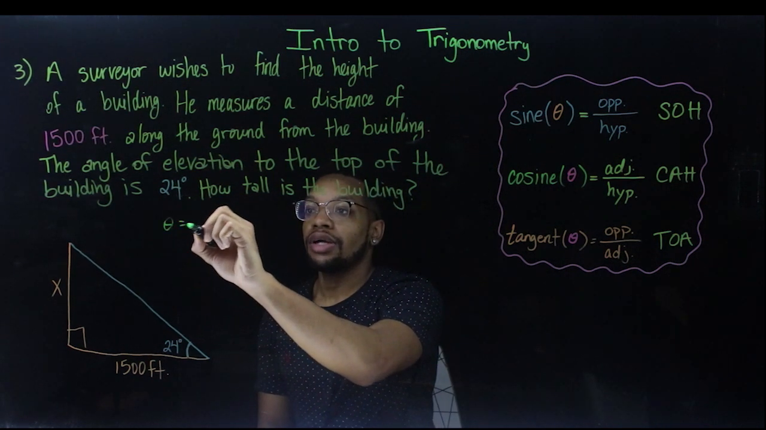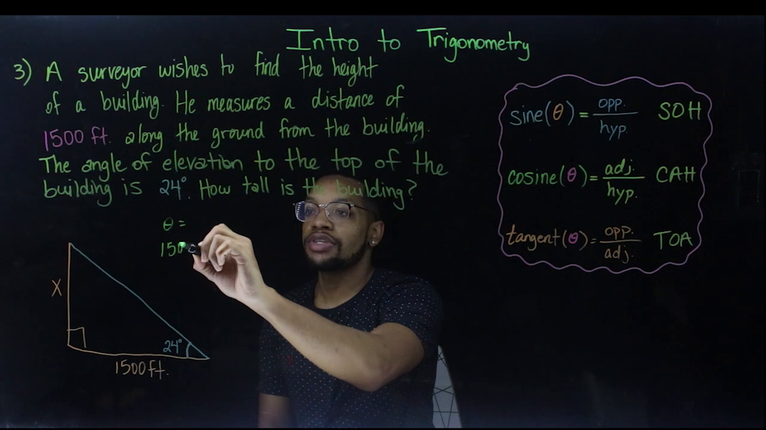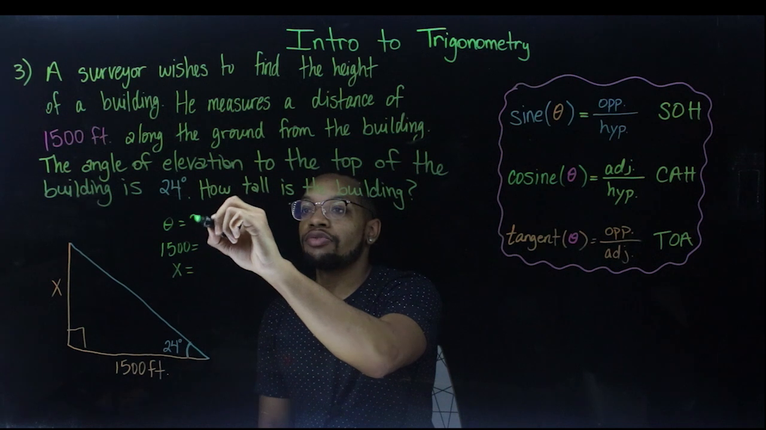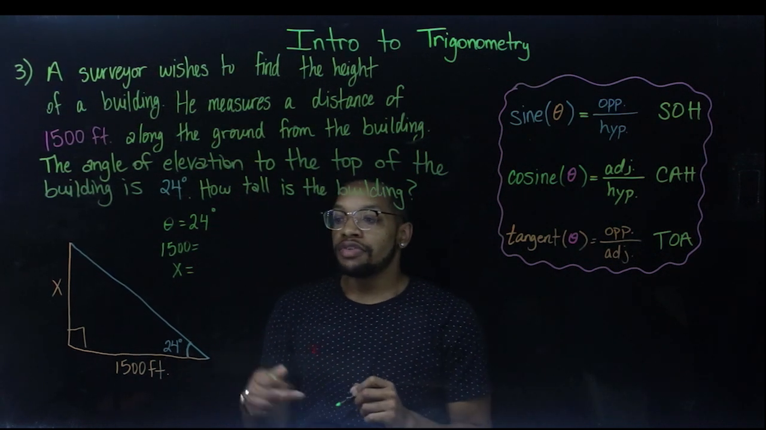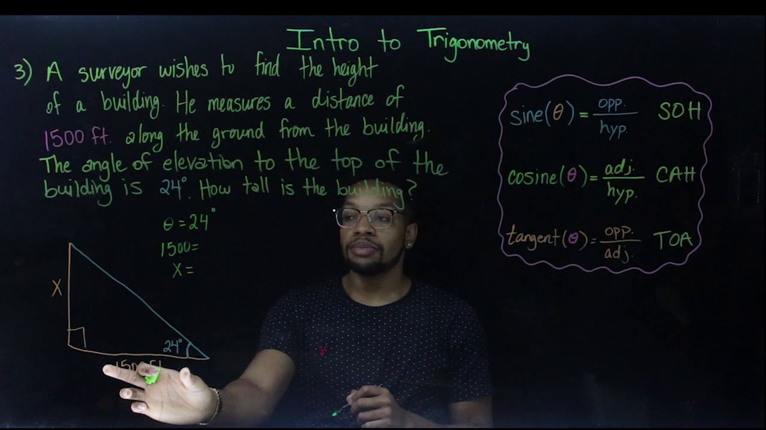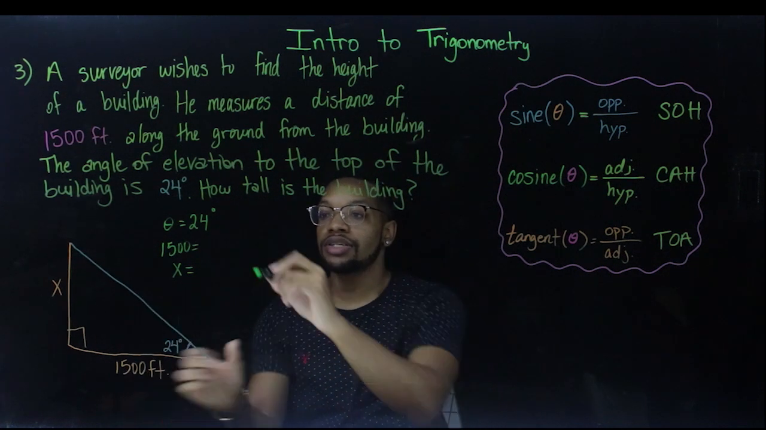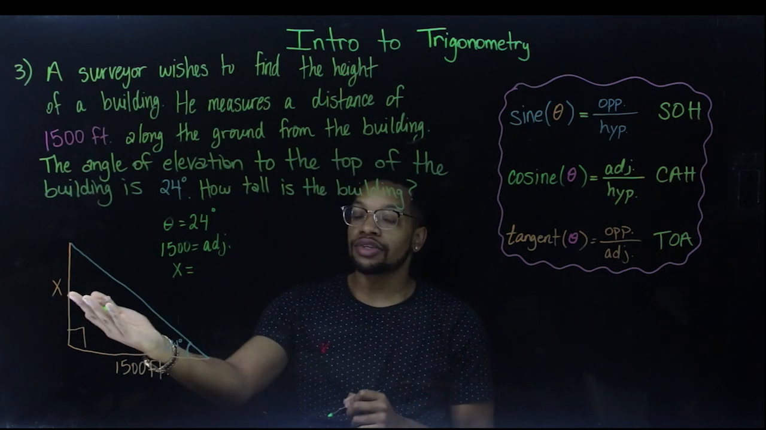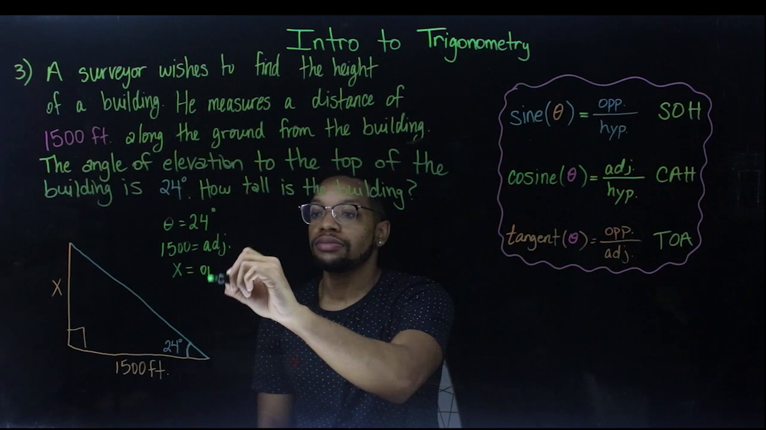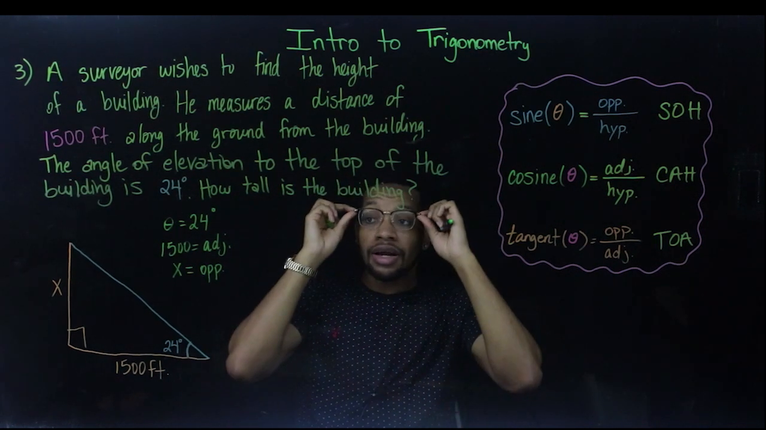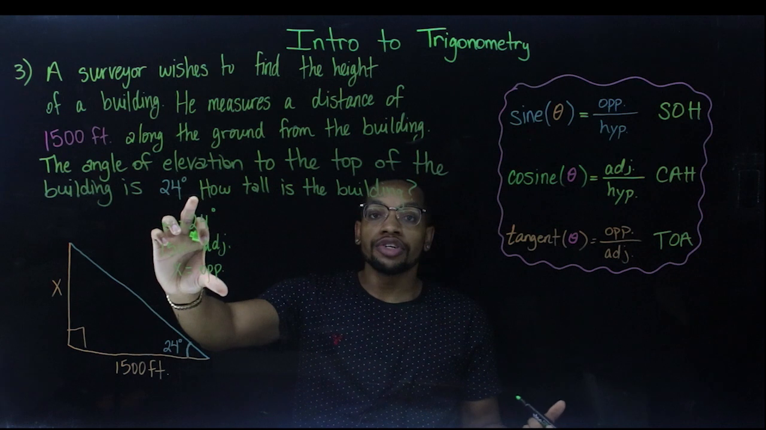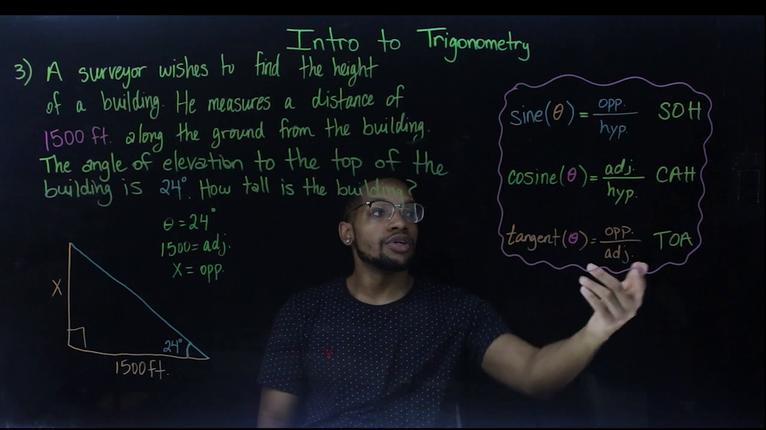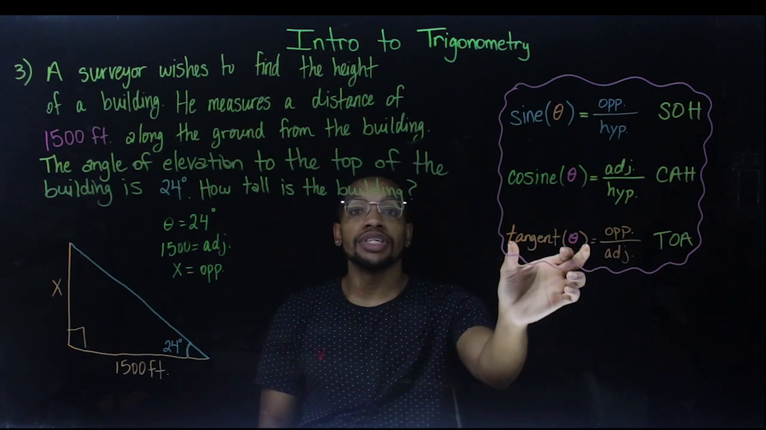Theta, and then our two sides are the 1,500 foot side and then X. So theta obviously is 24 degrees. 1,500 feet is next to theta, but it's not the hypotenuse, so that makes it the adjacent side. And then X is across from theta, so that makes it the opposite side. All right, now just looking at this, which trig function are we going to use? Or in other words, which trig function has an O and an A in it. So we just go here, O and an A, we're gonna be using the tangent function.